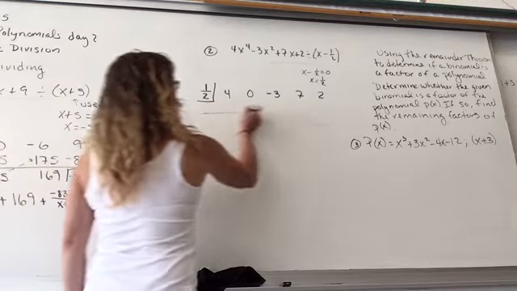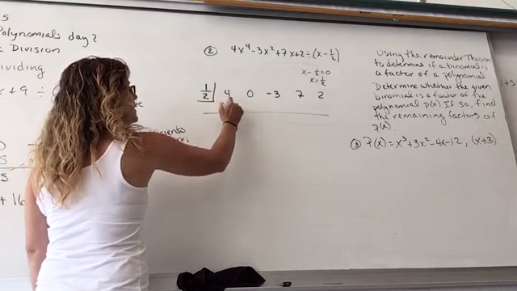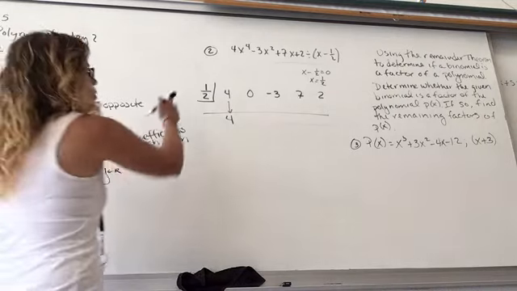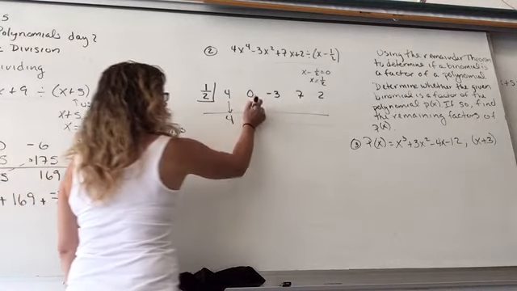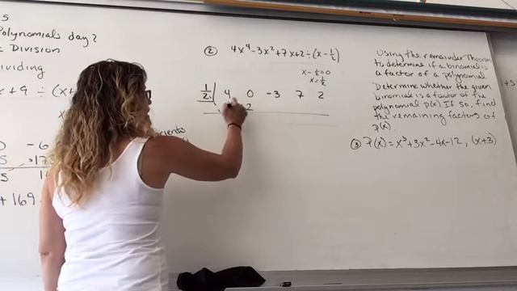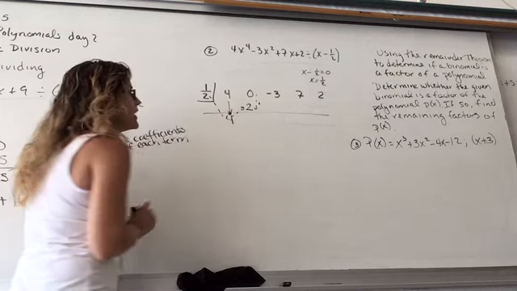All the coefficients are accounted for. Leave some space, draw my line, drop my first term straight down. And then 1/2 times 4. Well, half of 4 is 2. And I add. So remember, these are being multiplied. Answer goes there. And then you add those two together.